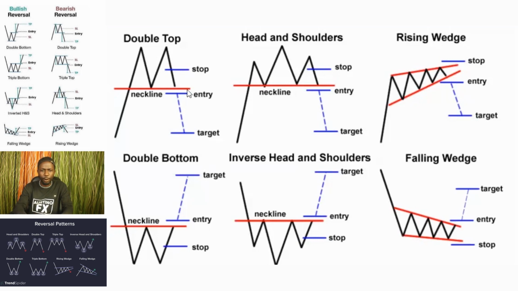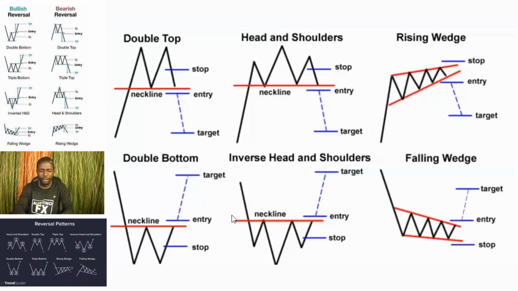So now when we talk of the reversal chart pattern, we have about 6 reversal chart patterns. For the reversal from an uptrend to a downtrend, we have the double top, we have the head and shoulder, and we have the rising wedge. So these 3 chart patterns help us to know when an uptrend has ended and when a new downtrend is about to begin.